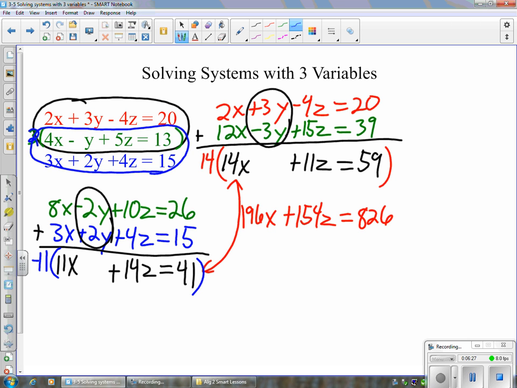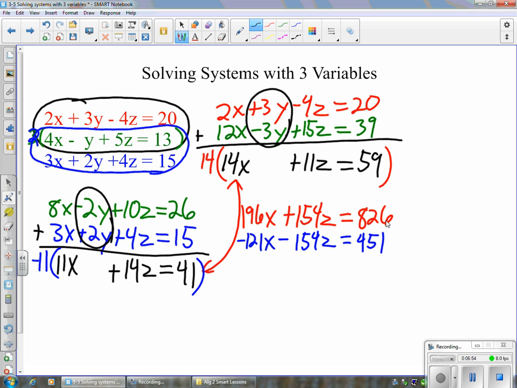Actually, let's multiply this times a negative 11 so that we have negative signs on the bottom. So negative 11 times negative 11 is negative 121x minus 154z. That's good because now our z's will cancel out and eliminate. And 41 times 11 is 451.